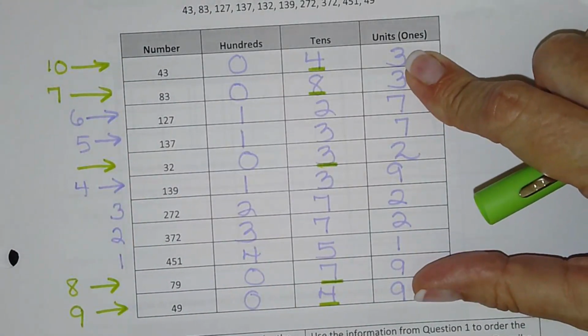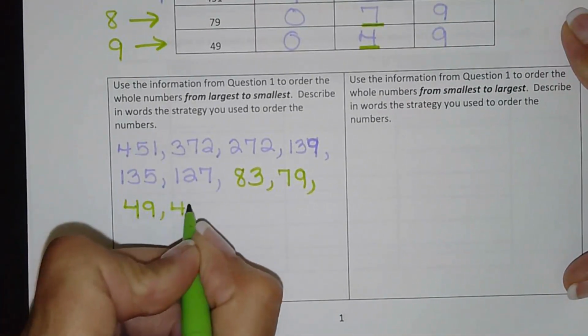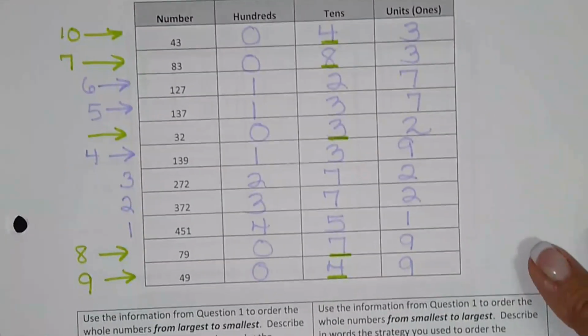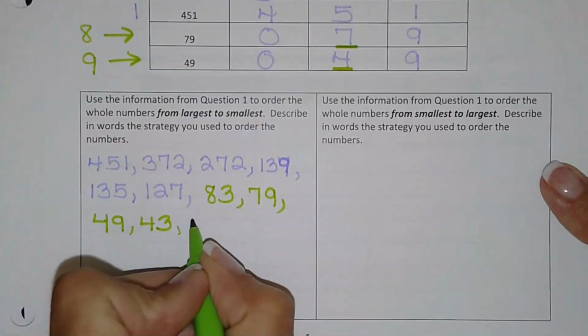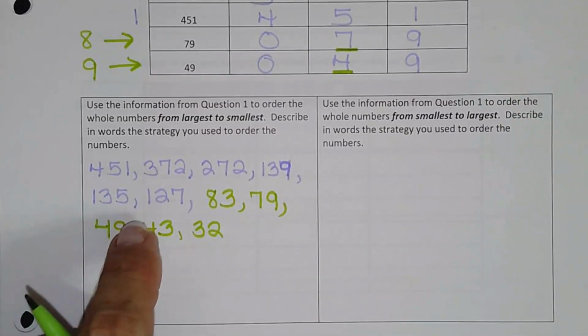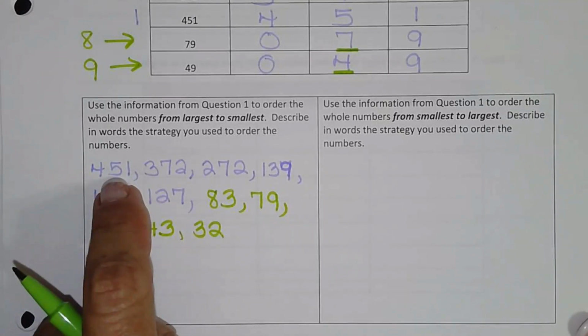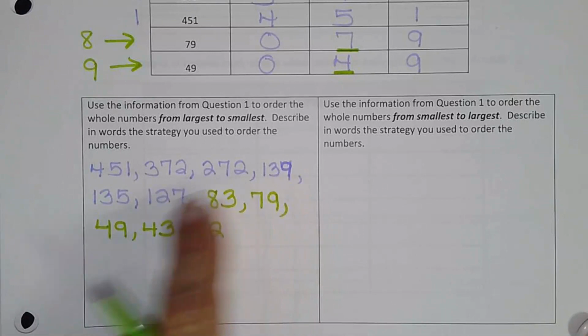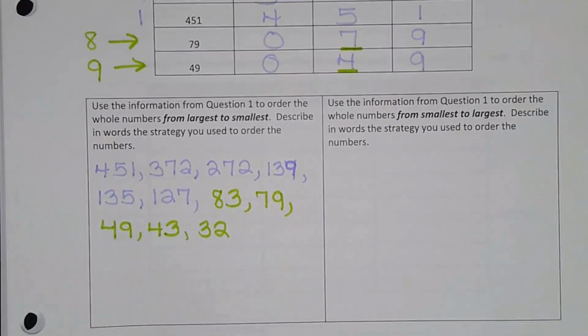So 49 and 43. So those are done, and now we should only have one left, right? So 32 is the smallest. So that's from largest to smallest, and then after you get done using that method, then you can just use your common sense. Yes, largest, next largest, next largest, yes, yes, yes, yes, yes. So all looking good.